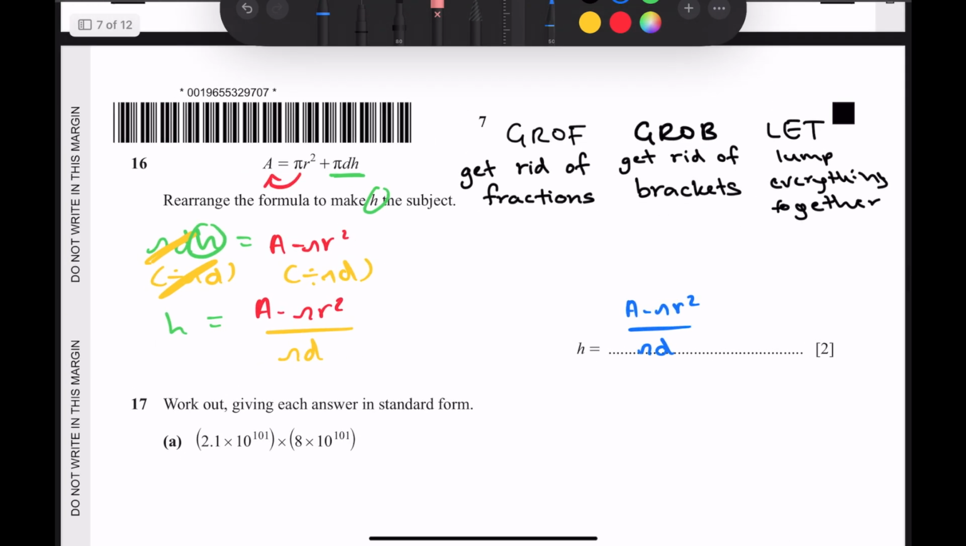If there were fractions or brackets, we'd first try to remove them through multiplication and all that before we lump everything together. We move all the terms that have the variable that we want on one side, and all the terms that do not have the variable that we want on the other side.